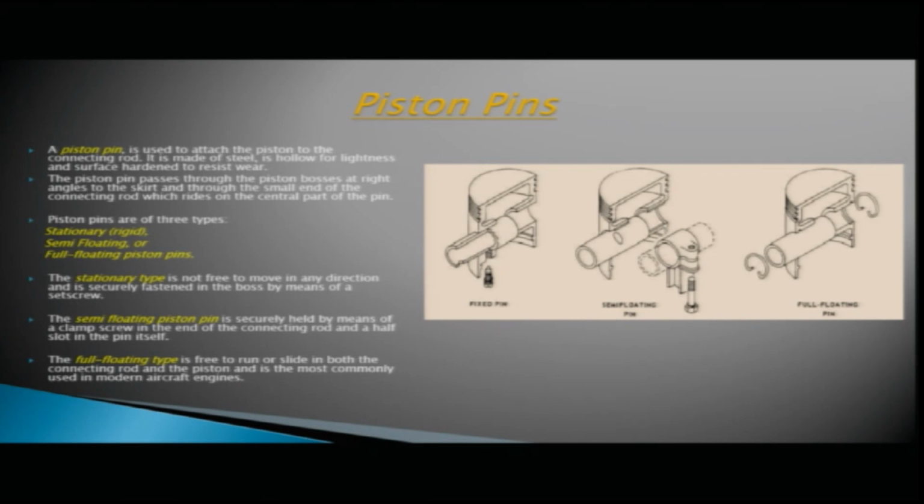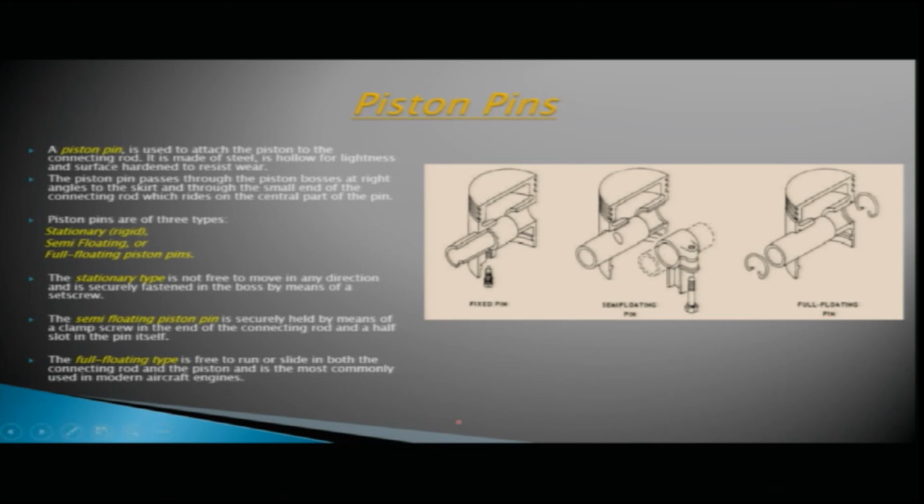So, this piston pin passes through the piston pin bosses at right angles to the skirt. This is your piston, this is your piston pin boss area, and this piston pin slides inside the piston pin boss area at right angles to the skirt, and the smaller end of the connecting rod is attached to the piston pin. Piston pins are also of three types: the stationary type, that is the rigid type. Here you can see this is your rigid type, the semi-floating type and the full floating piston pin.